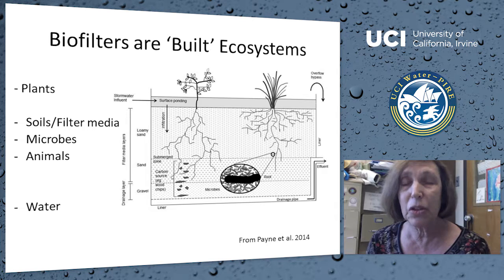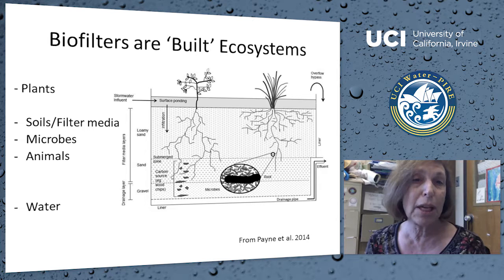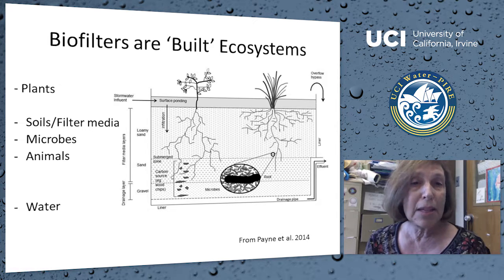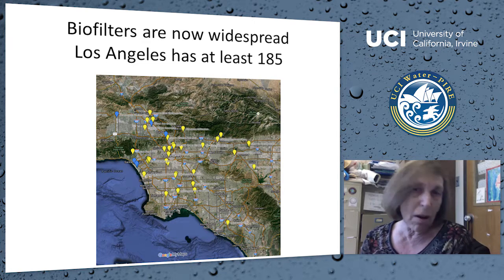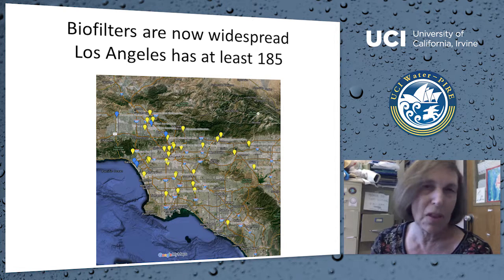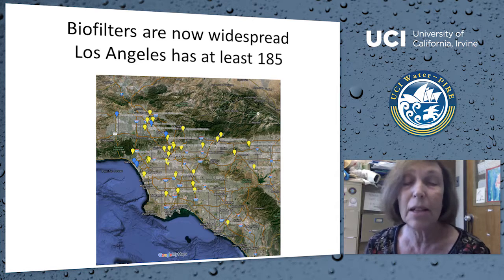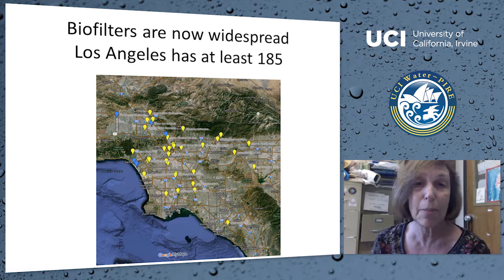I consider biofilters to be essentially human-built ecosystems that consist of really five major components. Most important, perhaps, are the soils or filter media, and these are often planted with plants. And in the soils, we find microbes and animals, and then water is the other key component. Now, biofilters, also called rain gardens, sometimes bioswales, they have other names, are becoming increasingly common. We know from a quick survey done in Los Angeles County that there are at least 185 of them. There are probably many more. Some of them are shown on these slides.